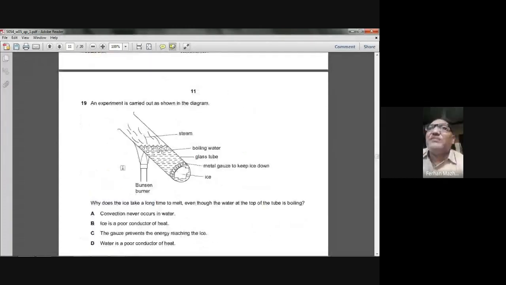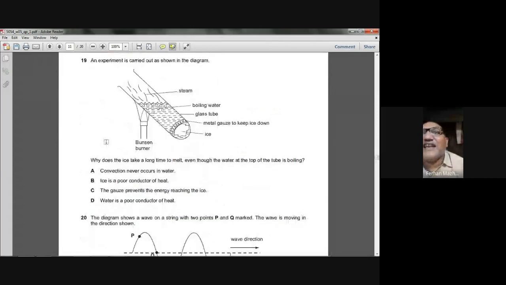So we have question number 19. An experiment is carried out as shown in the diagram. Okay. So he says, why does the ice take a long time to melt, even though the water at the top of the tube is boiling?